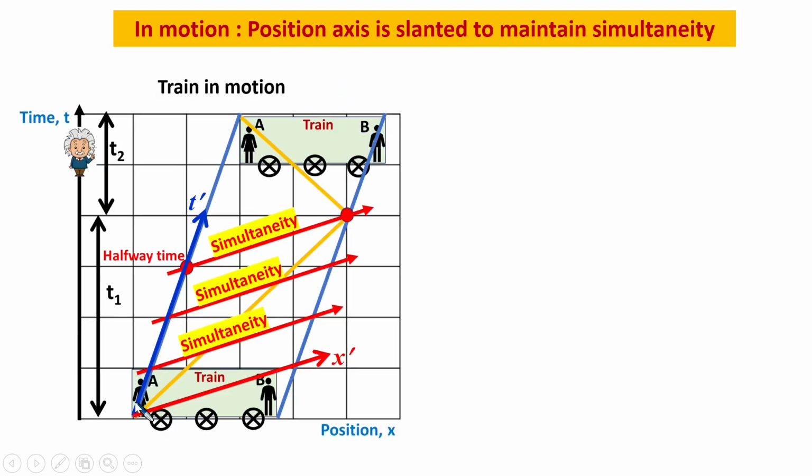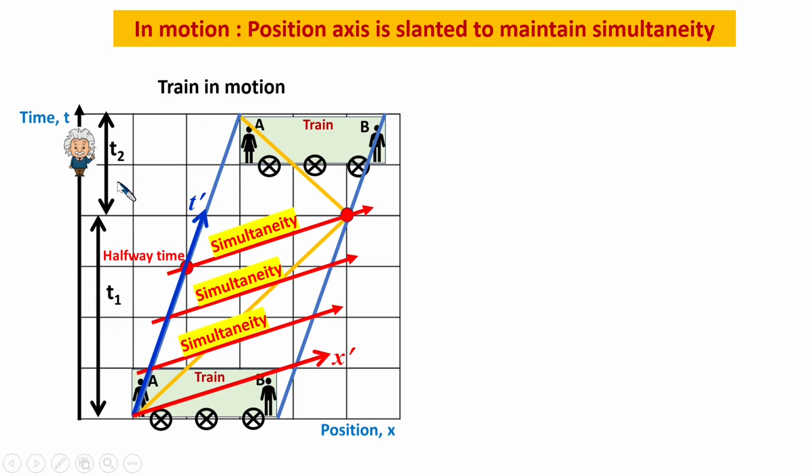Why? Because this is your time axis, which is tilted. This train is moving here, so this is the time axis. This is for the stationary frame, and say this is the halfway time for the light to go from this point A to point B, and then again returning from B to A. And here you see the time taken in the stationary frame, the halfway time is t1, and the time taken from this point to this point is time t2.